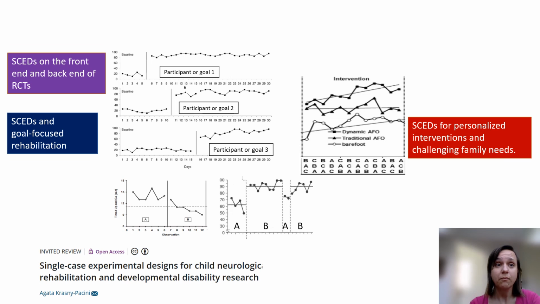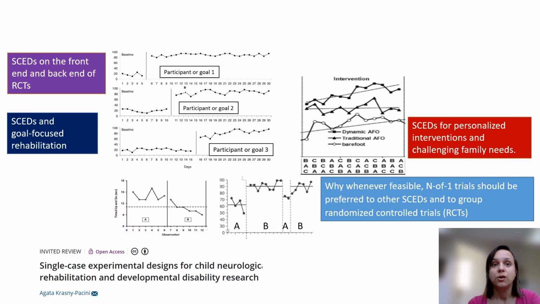This paper covers main SCED designs and when each design can be used. You will learn why, whenever possible, aggregated N-of-1 trials should be preferred to RCTs and why the Oxford Center for Evidence-Based Medicine now categorizes N-of-1 trials as level 1 evidence.